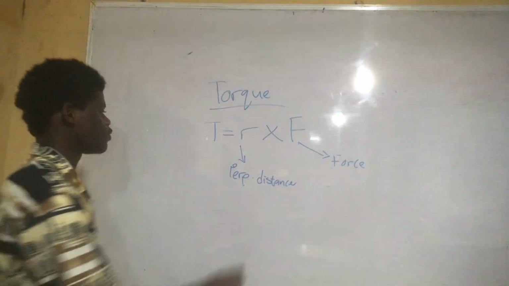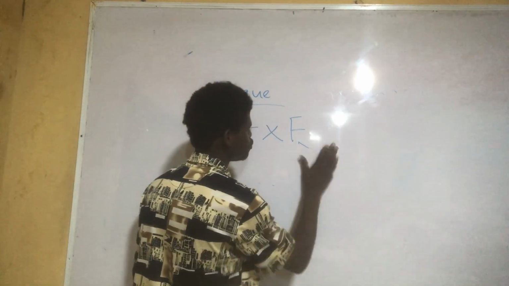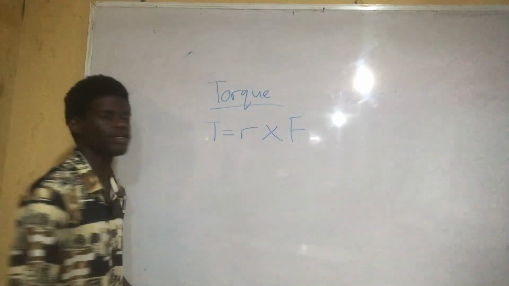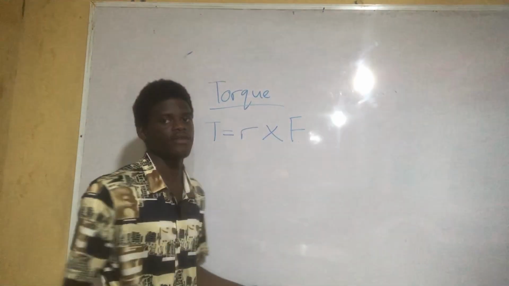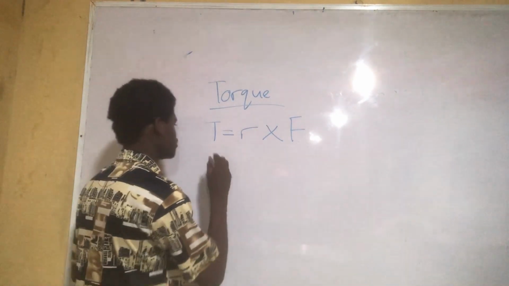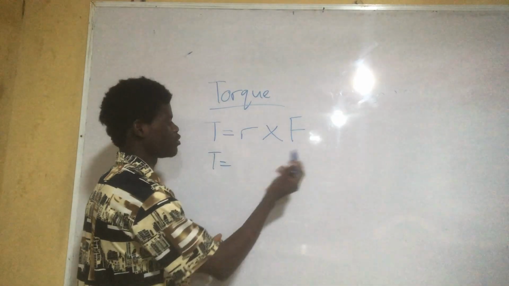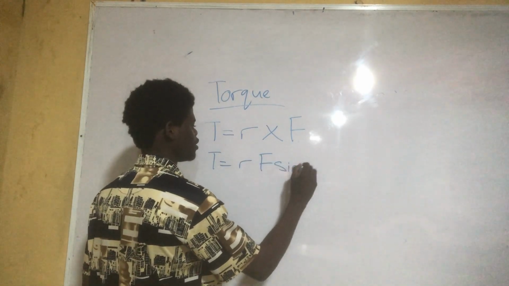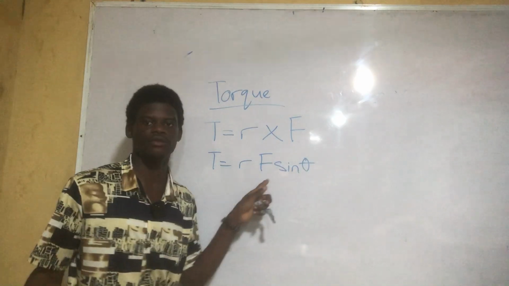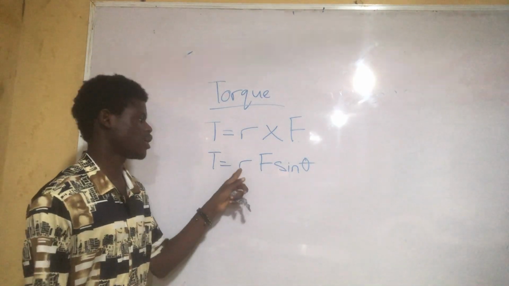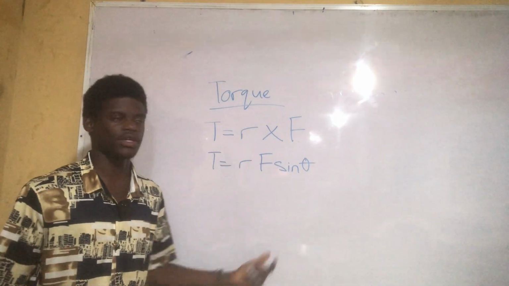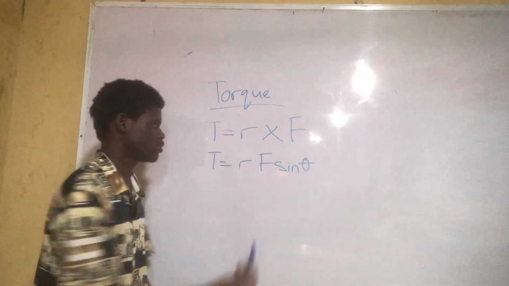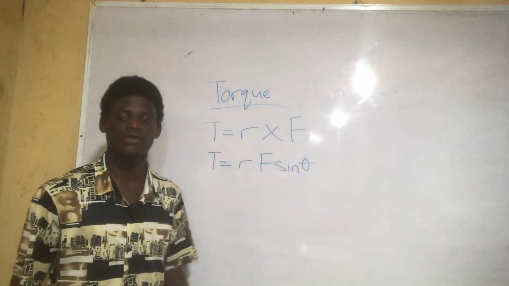And the other formula for torque you should know, since you know this already, is that in vectors, A cross B is AB sine theta. So since this is R cross F, this will be R F sine theta, where the sine theta belongs to the F, not the R. Because A cross B is AB sine theta, R cross F will be R F sine theta. The angle belongs to the force.